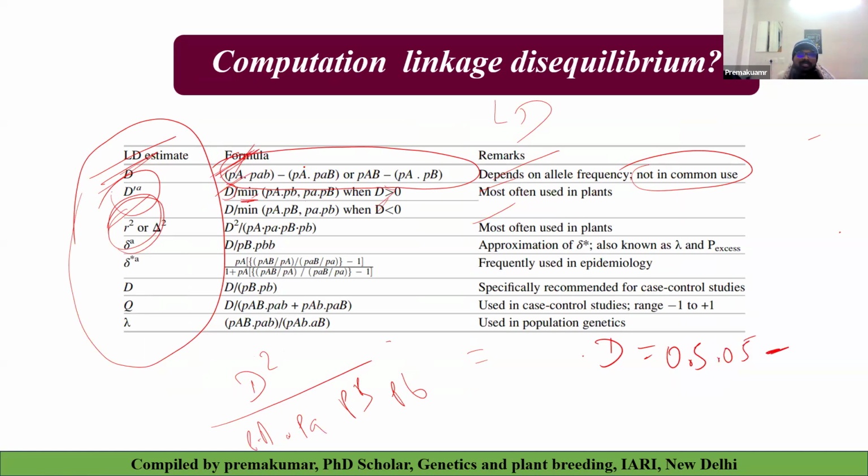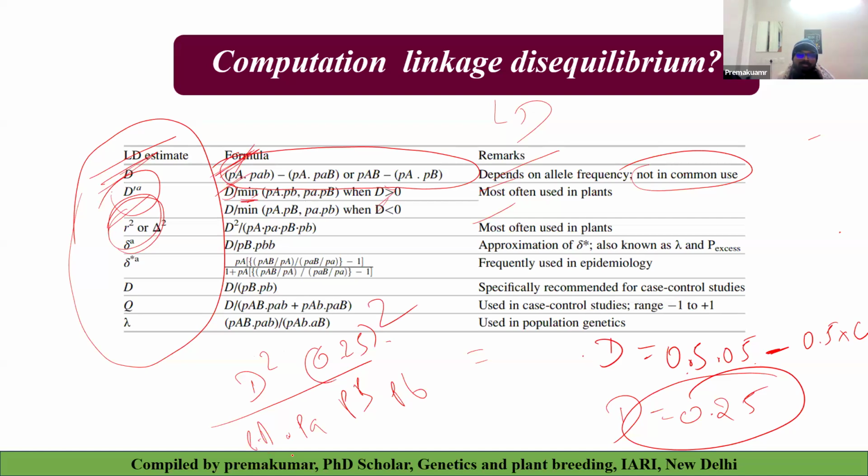minus P of A is 0.5 but into 0. Then 0.5 into 0.5, how much are you going to get? D 0.25 you are going to get. Means 0.25 whole square divided by P of A, 0.5 into 0.5 into 0.5 into 0.5. You will get R square. This is your LD in the population. Okay, understood how to estimate the LD? And this method, you don't worry, nobody is using that method.